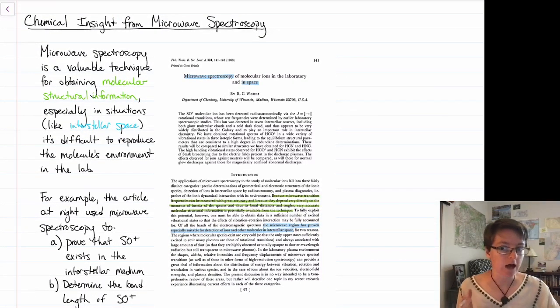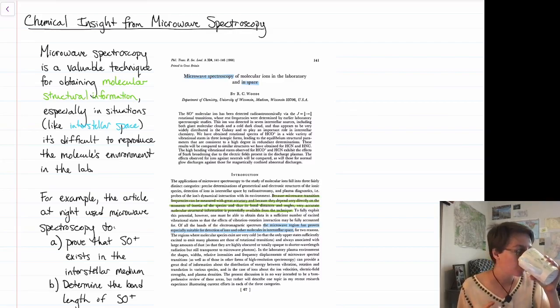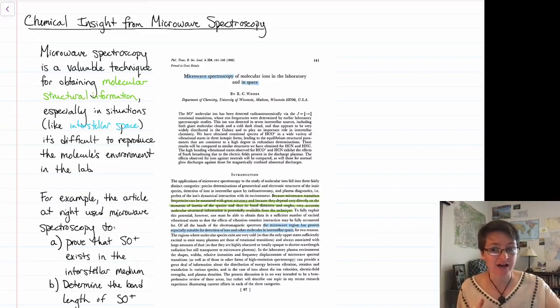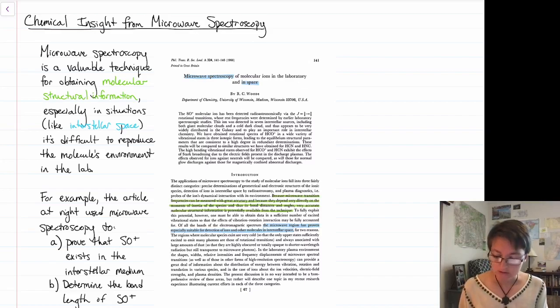Okay, so now we know how to interpret a microwave spectrum, but why is it useful? It turns out there's a lot of chemical insight to be gained from a microwave spectroscopy experiment. And while there are many different areas of application, one area that I think is really neat is in the area of astrochemistry. So in general, microwave spectroscopy is a valuable technique primarily for obtaining molecular structural information. For instance, bond lengths, bond angles, or different properties of a molecule's geometry.